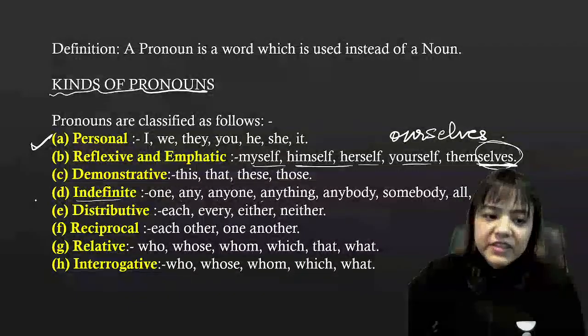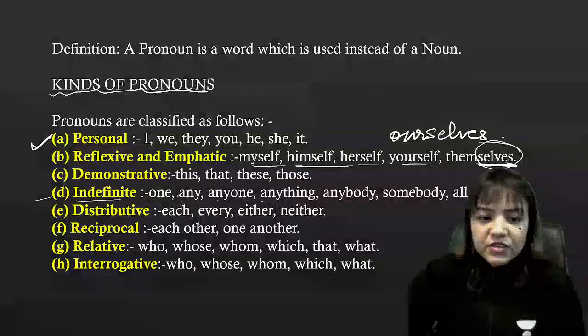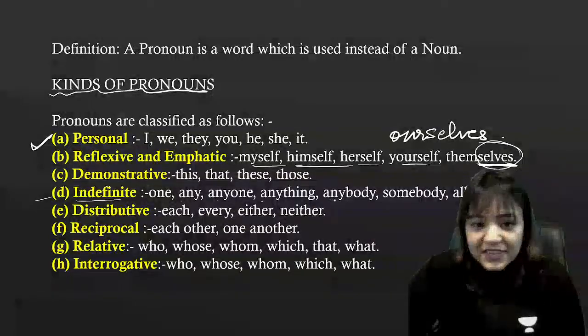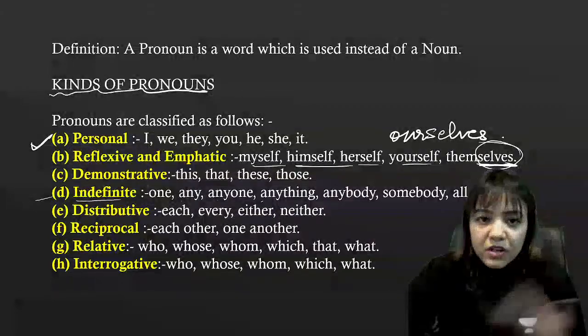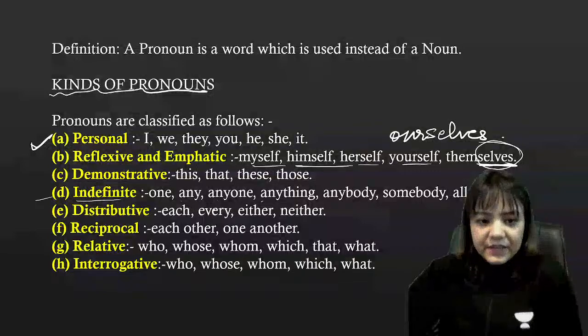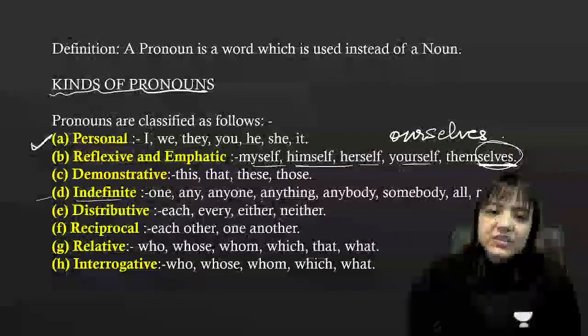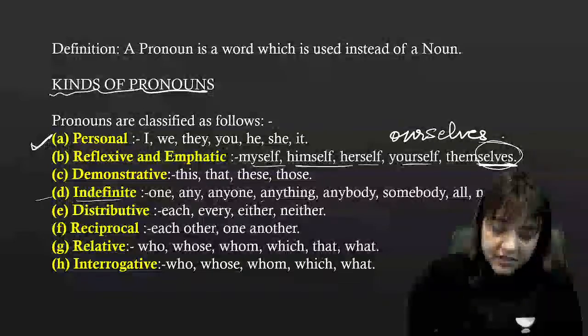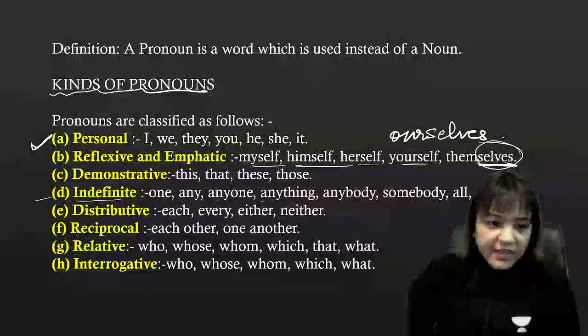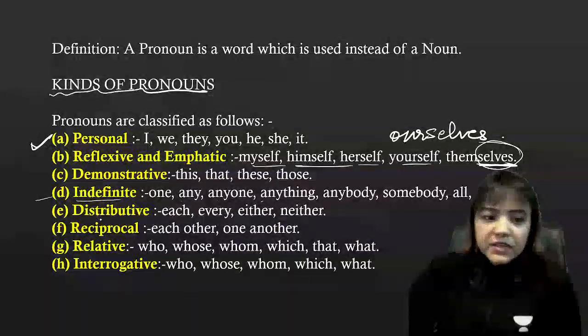Indefinite means something that is not definite, okay? So it can be anyone, anything, anybody, somebody, all, none. All these are indefinite, okay? Anything that ends with one, anything that ends with body, anything that ends with thing, all these are indefinite pronouns, okay? Distributive.